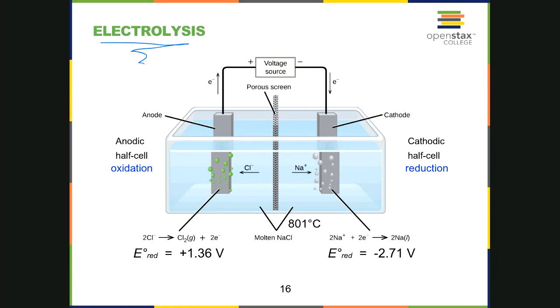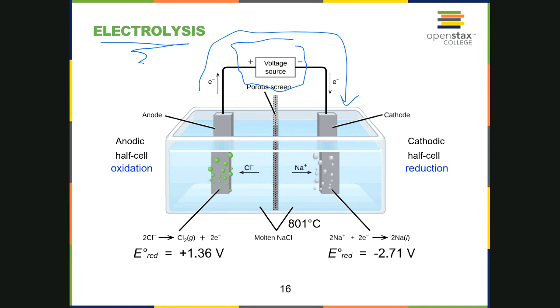Same word though. Anyway, in this case, if you were to try to measure the potential, it wouldn't be positive, it'd be negative. The electrons would be flowing in the opposite direction normally. But we're going to apply a voltage source that's going to force the electrons to go from the anode over to the cathode.